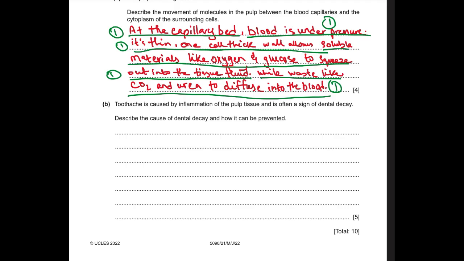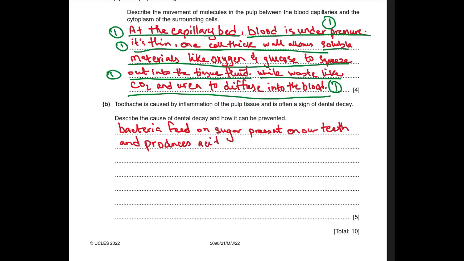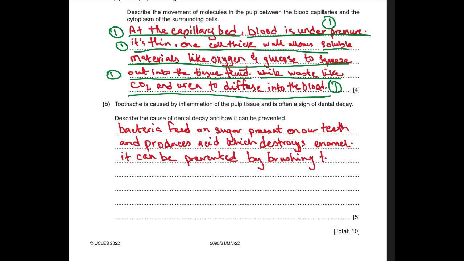Part B. Toothache is caused by inflammation of the pulp tissue and is often a sign of dental decay. Tooth decay occurs because of bacteria and it can be prevented through brushing and flossing. So bacteria feeds on sugar present on our teeth and produces acid which destroys our enamel. It can be prevented by brushing teeth and avoiding sugary food. Can also be prevented by flossing or going to the dentist.